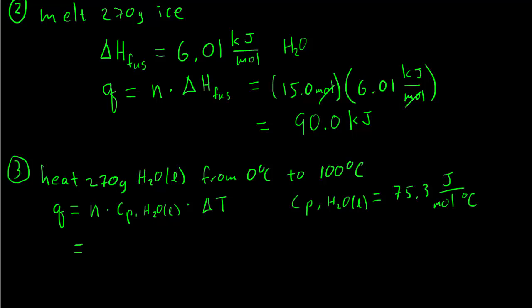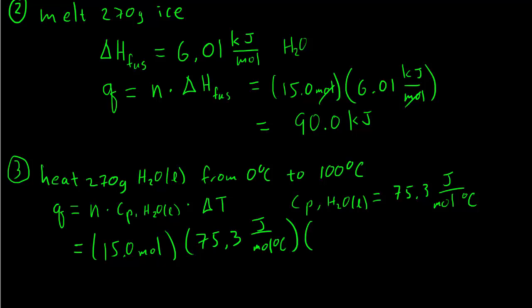So now we're ready to plug in all our values. So n is 15 moles again. Molar heat capacity, 75.3 joules per mole degree Celsius. And we multiply by our delta T. So what's our final temperature? 100 degrees Celsius. Minus our initial temperature, 0 degrees Celsius. Punch all that carefully into our calculator. And the number that we get is 1.13 times 10 to the 5th joules.